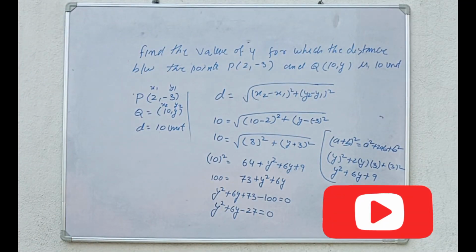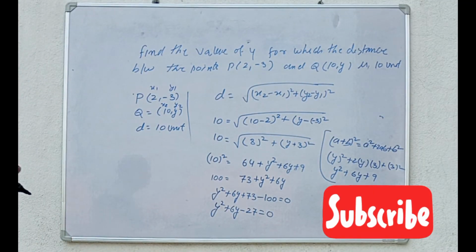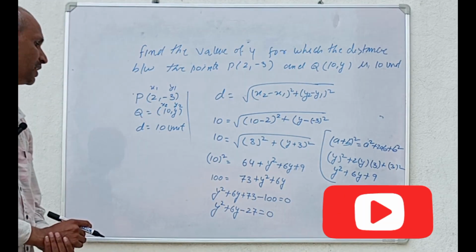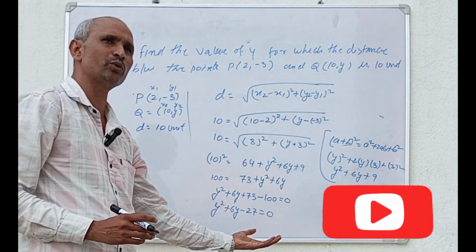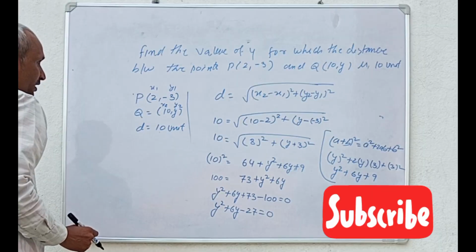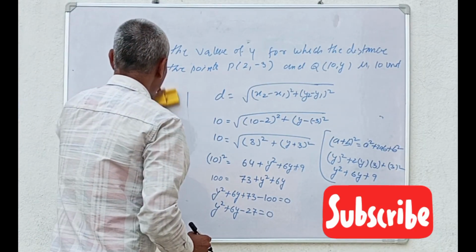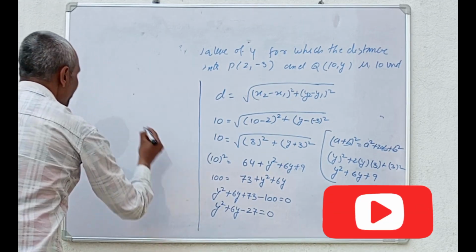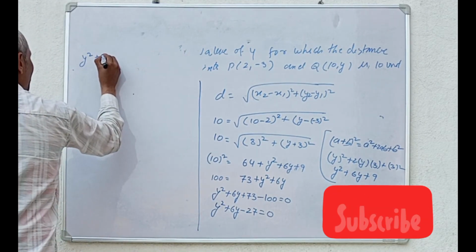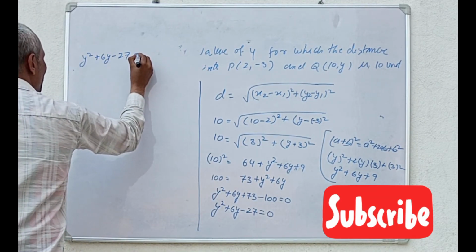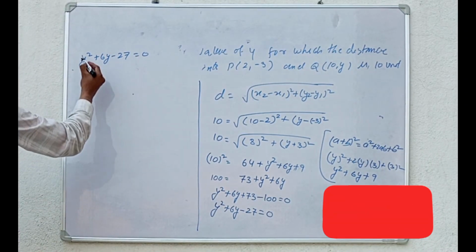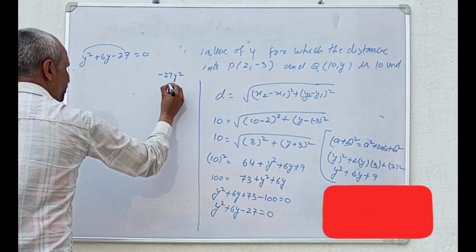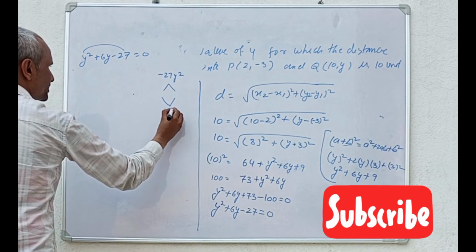To solve the quadratic equation, we have two methods. One is the factorization method and one is the quadratic formula method. If numbers are small, we go to the factorization method. Erasing this and going to the next, factorization of this number. Here, y square plus 6y minus 27 is equal to 0. Now this number we multiply, so it becomes minus 27 y square. We have to break it into two parts. The middle term is 6y.